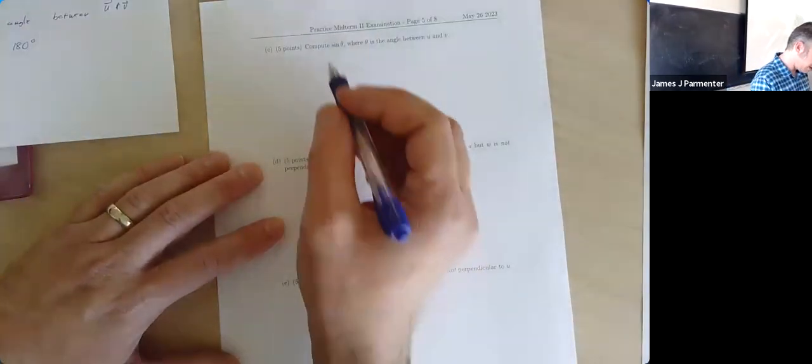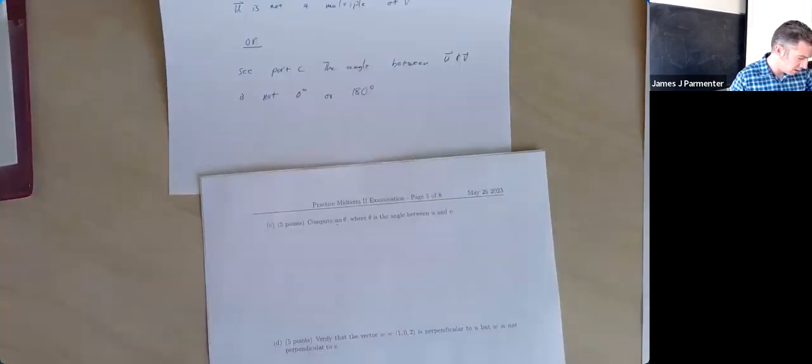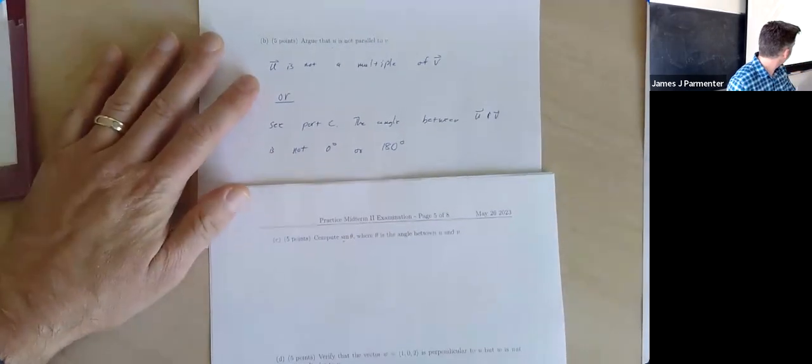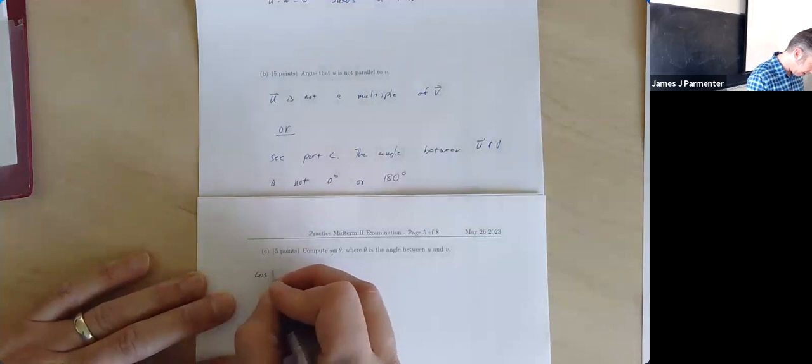So let's see. Computing sine of theta seems like an interesting question. That's not something we usually calculate, right? Usually we're calculating cosine of theta, which is what I would still start with, actually. So I would say, well, I know that cosine of the angle between u and v is equal to u dot v divided by the magnitude of u times the magnitude of v.